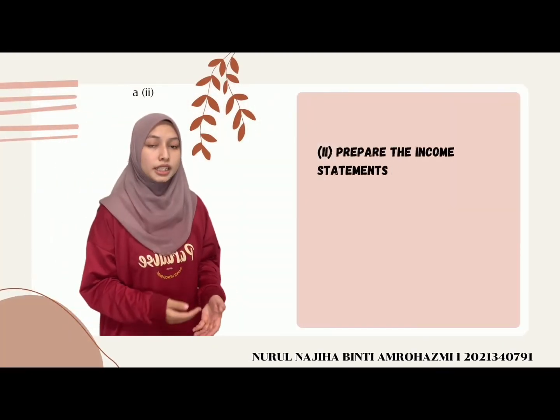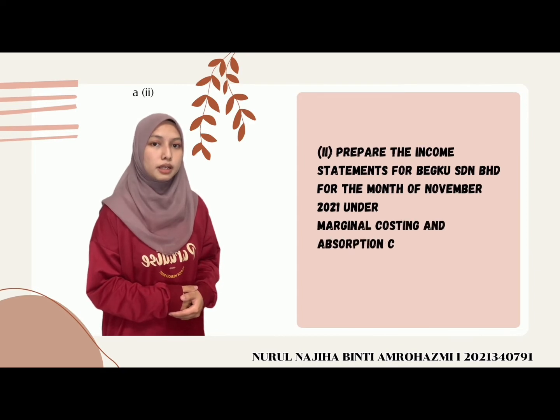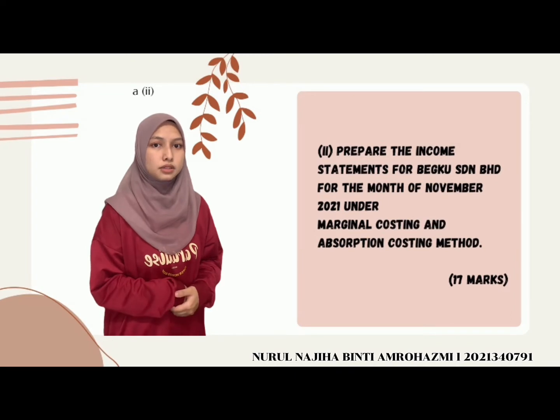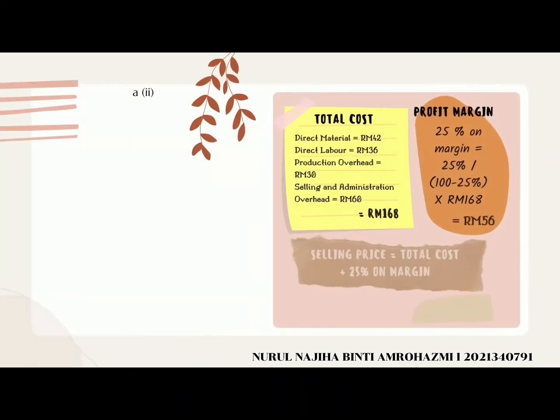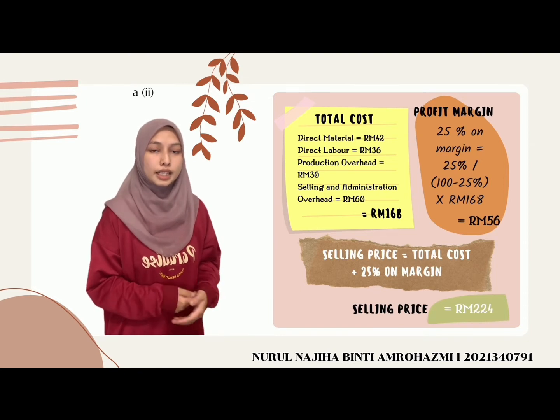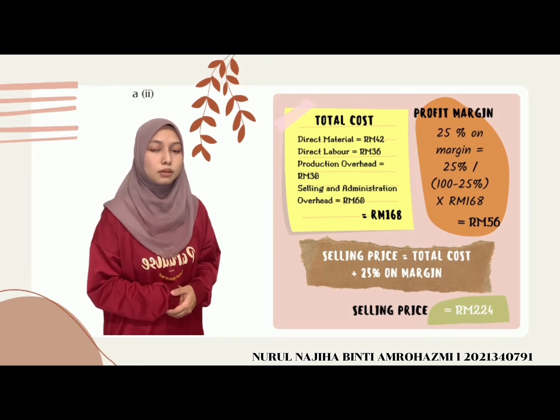For this question, we need to prepare the income statement for Bekku Sdn Bhd for the month of November 2021 under the marginal costing and absorption costing methods. Before we start to prepare the income statement, we need to find the selling price per unit. As given in the question, the selling price per unit is equal to the total cost plus 25% margin. So the selling price per unit that we get is RM224.